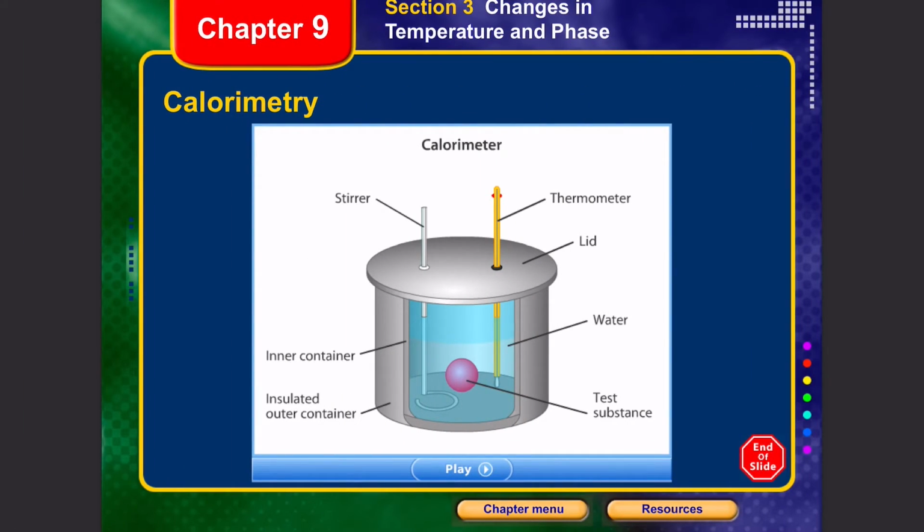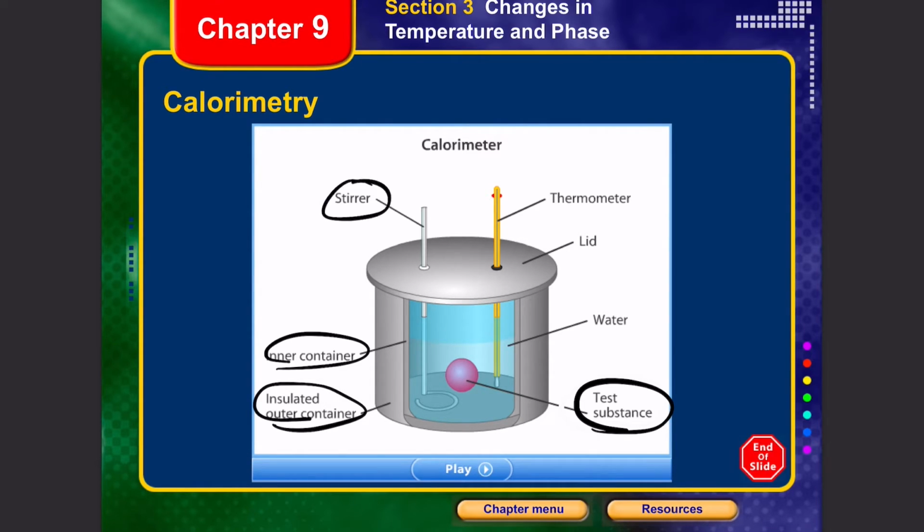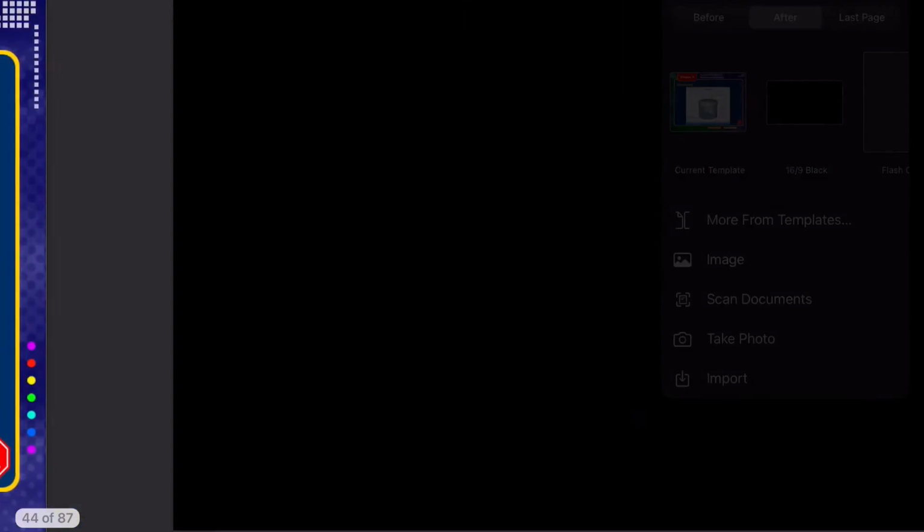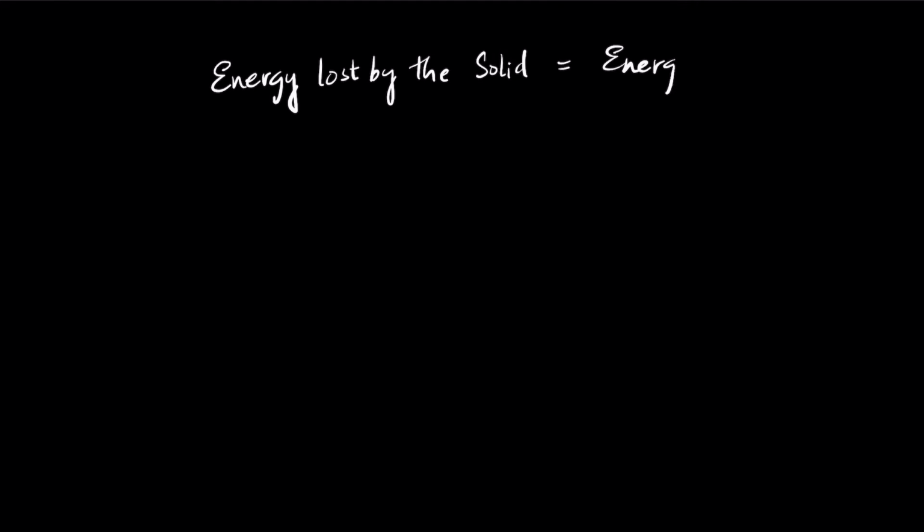So this is a simple construction where we have a test substance at a certain temperature, the one that needs to be calculated for specific heat. You have an inner container and an insulating outer container. You have a stirrer to make sure that the temperature is uniformly distributed throughout the entire liquid. You have a thermometer, a lid that covers the outside, and you have water inside it. The principle on which this works is simply that the energy lost by the solid is equal to the energy gained by water.